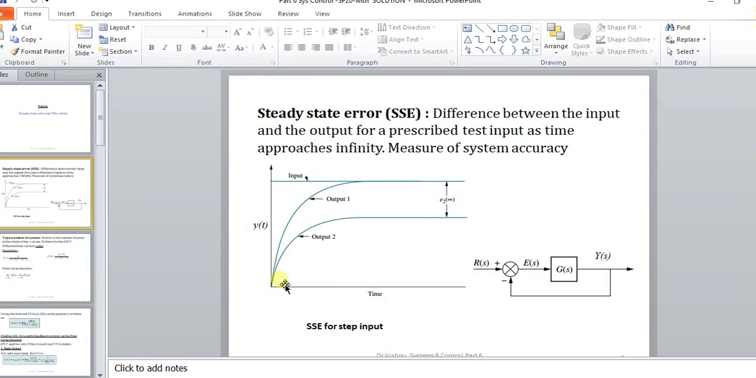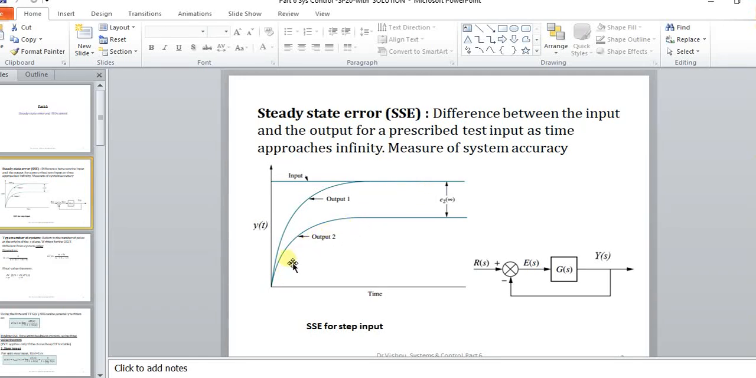Now, if you see this graph, this is drawn with output y as a function of time on the x-axis. Here we have the input. This is the output we expect from the system. Now the actual outputs are output 1 and output 2. There are two outputs shown here. As we can see, output 1 is matching with the input. That means there is no error. This output 1 is exactly the same as what we expect from the system. So there is no error here.